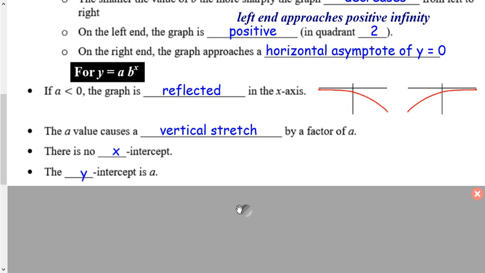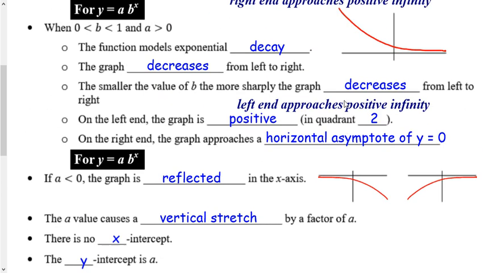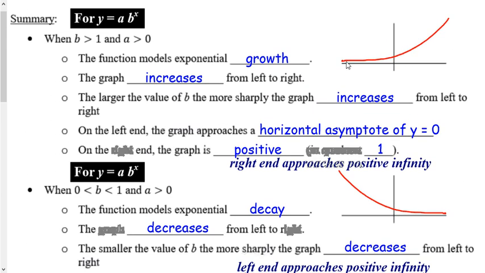The domain is all real numbers. In other words, we have a smooth and continuous curve from left to right. There are no holes or gaps in the graph. It keeps going to the right forever, and it goes to the left forever. All of these different graphs we've looked at, to the left forever and to the right forever.